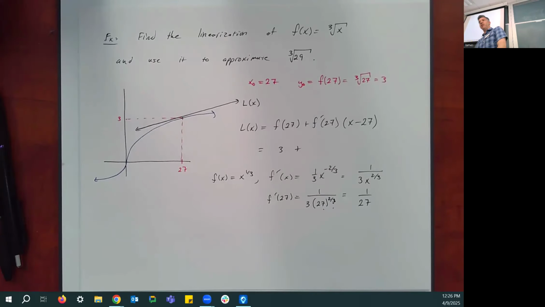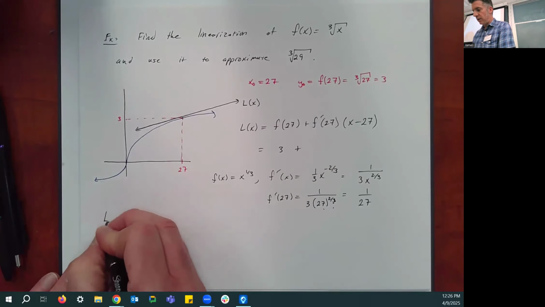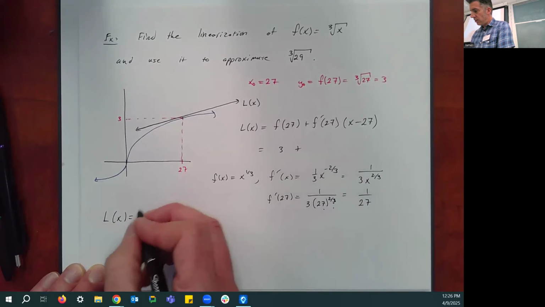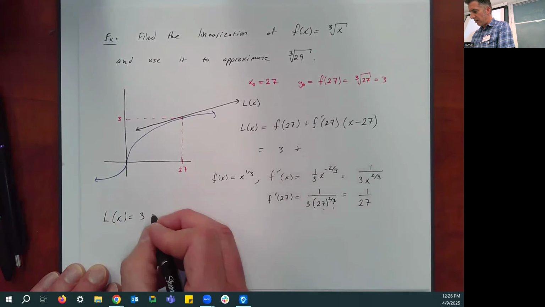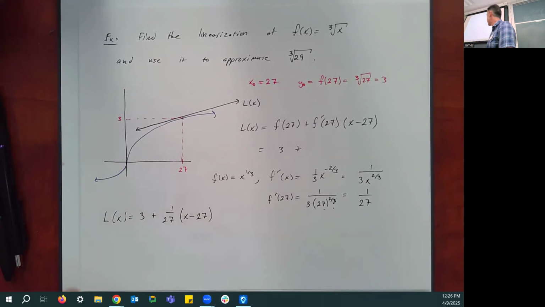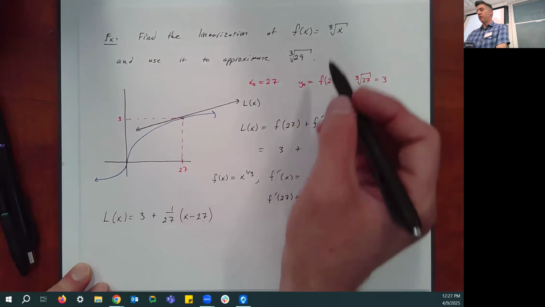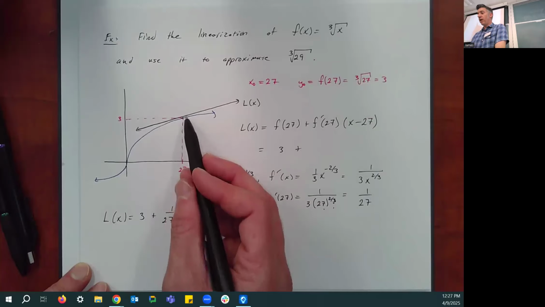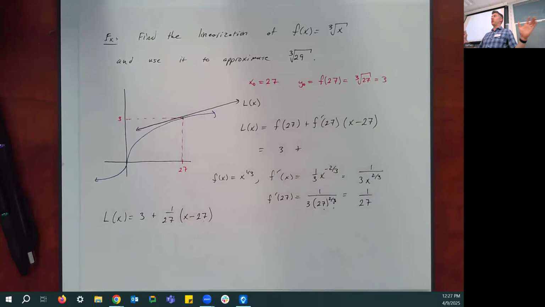Or you go over 27 and up 1. So here's our linearization. It's 3 plus 1/27 times x minus 27. And I would say most of the time, it's not advantageous to simplify this any further. This one is probably an exception because the 1/27 and the 27 would multiply nicely to just 1. But generally, it is not going to be helpful to simplify this further. Because then what we're going to say is, well, this linearization is an approximation of this function near this point. If you move further away from that point, the approximation gets less good.